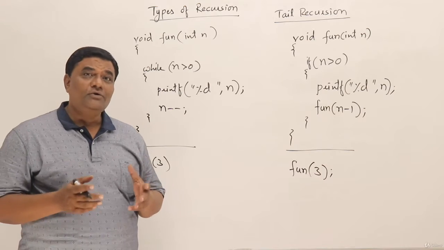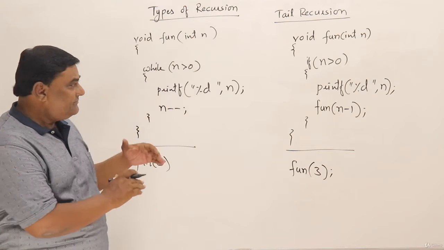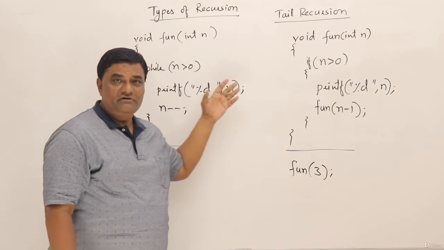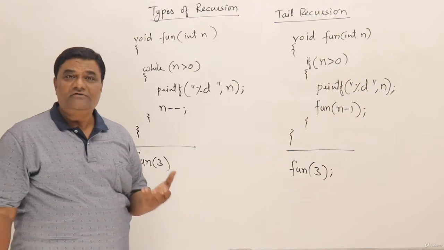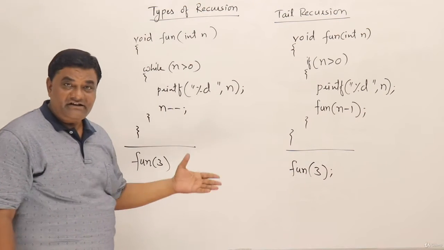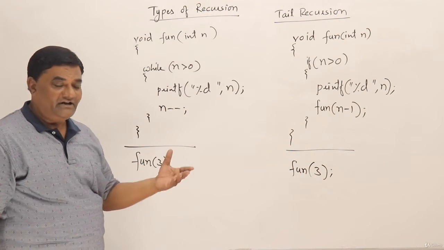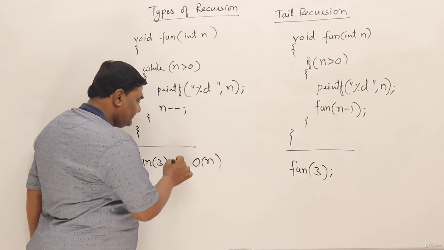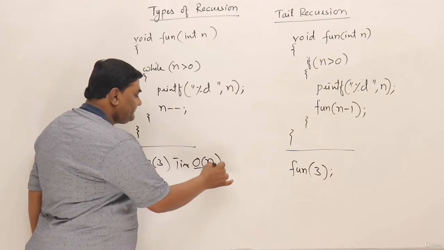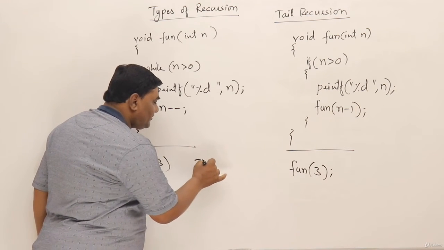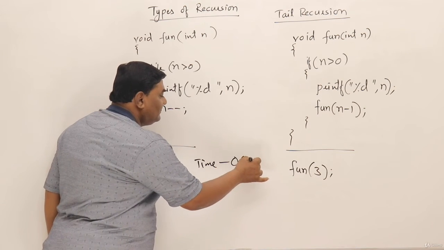Now let us decide which is efficient. In terms of time, this is printing 3 values and this will also print 3 values. So the amount of time spent is the same. Whatever the value of n is given, if it is 3, then it is 3. If it is 5, then it is 5. So the time taken by both of them is order of n. So the time is the same.